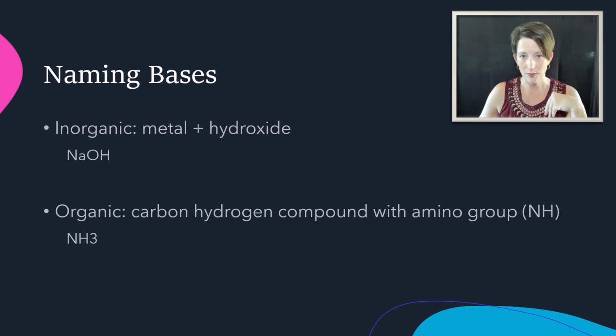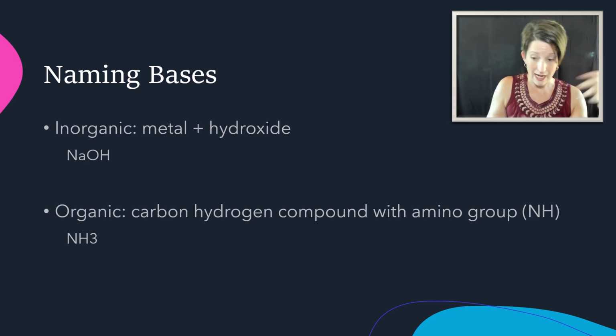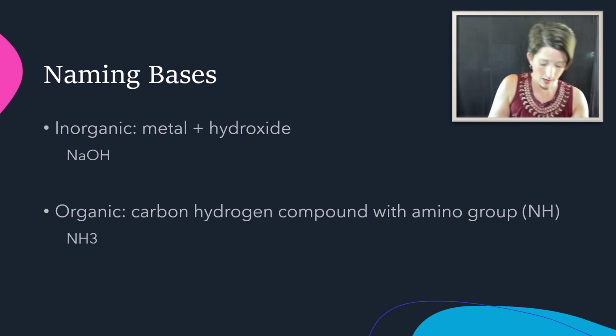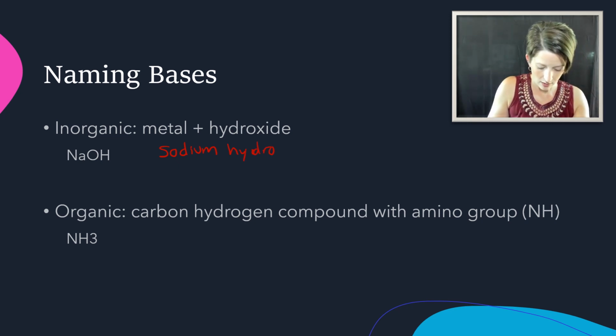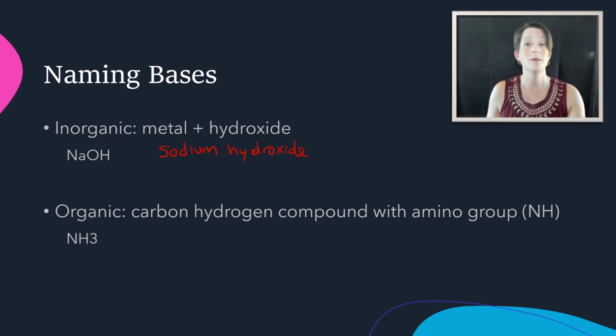Naming bases is so much more simple because it's ionic naming. A lot of bases we work with in inorganic chemistry are going to be ionic compounds. It's going to be a metal with a hydroxide ion. That hydroxide ion is what gives the properties of the base. Here we've got NaOH. We name it as we have learned with ionic naming. It becomes sodium hydroxide. Lithium hydroxide, barium hydroxide, calcium hydroxide. So we've already learned those namings with ionic compounds.